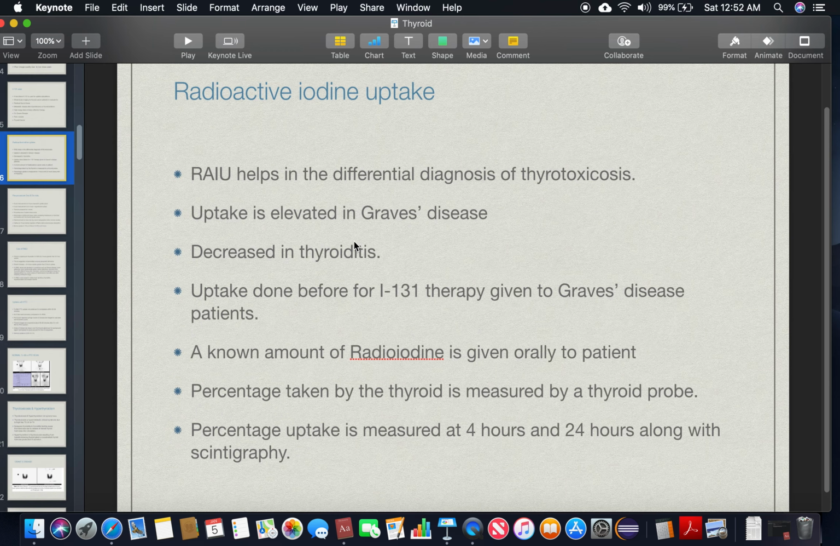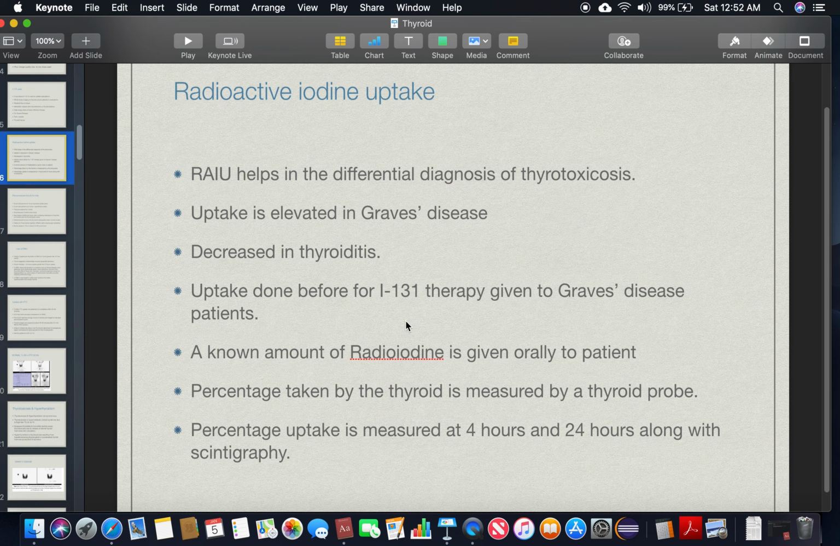So, radioactive iodine uptake is helpful in the differential diagnosis of thyrotoxicosis. The uptake is elevated in Graves' disease, whereas it is reduced in thyroiditis. Now, uptake is done before iodine 131 therapy given for Graves' disease, because we want to see the uptake values, and based on that we decide what dose to give. And I will be talking about this later in the lecture.